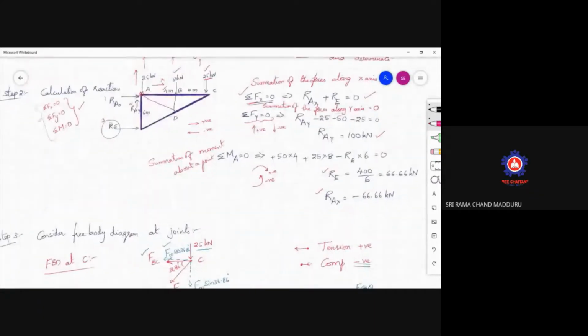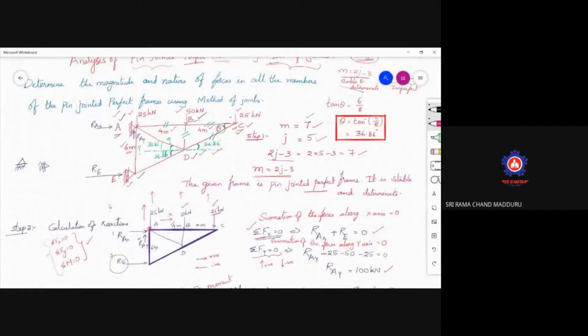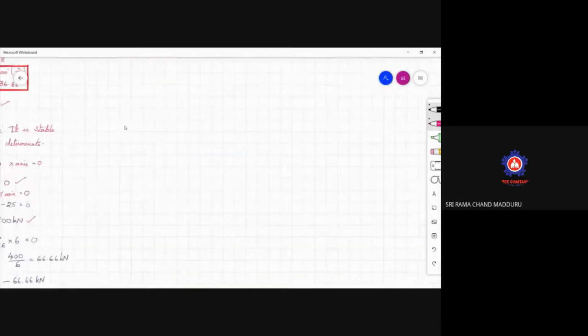Just go to the problem. FAD is this one. This is calculated. FDE is calculated. Now we require only one member, that is AE force, to be calculated. You can go to either free body diagram at A or free body diagram at E. I will go with the free body diagram at E. So note down, free body diagram at E.